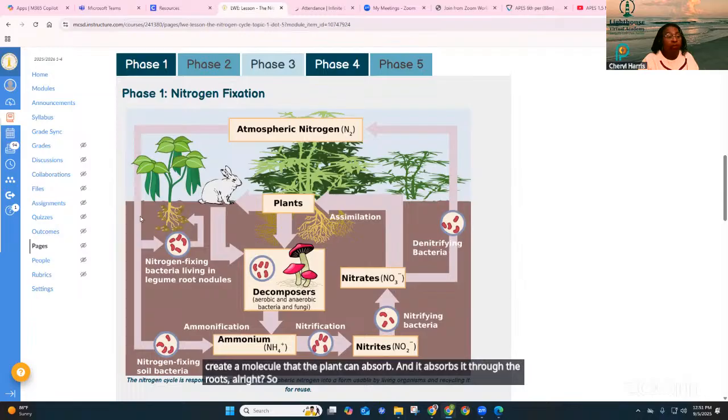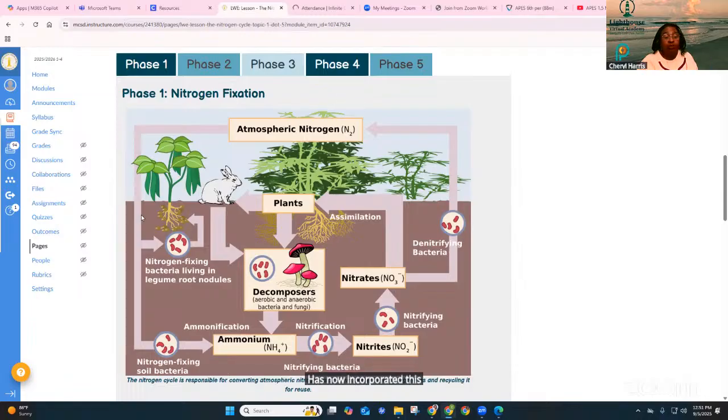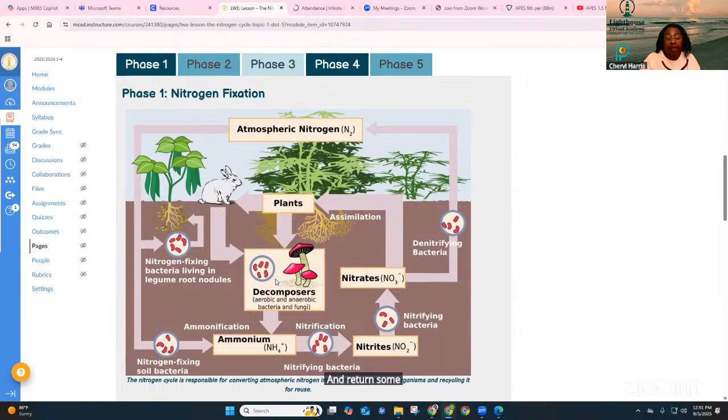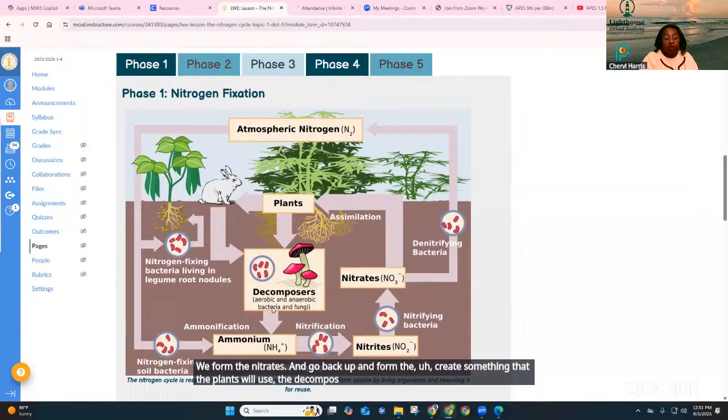All right, so then the plant has now incorporated this nitrogen into its structure. The rabbit comes along and it eats the plant. And so now that nitrogen is in the rabbit. The rabbit then dies and decomposers will break it down and return some of that nitrogen back to the soil. So you got a couple of pathways here. The nitrogen can be fixed by the bacteria in the soil and create ammonia and do the nitrification and form the nitrates and go back up and create something that the plants will use. The decomposers also break things down and create ammonia.